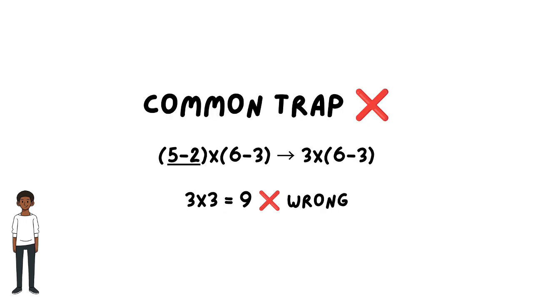Many people mistakenly subtract 5 minus 2 first to get 3. Then they solve the parentheses to get 3, multiplying 3 times 3 to get 9. But subtracting before resolving parentheses and multiplying is a direct violation of PEMDAS.